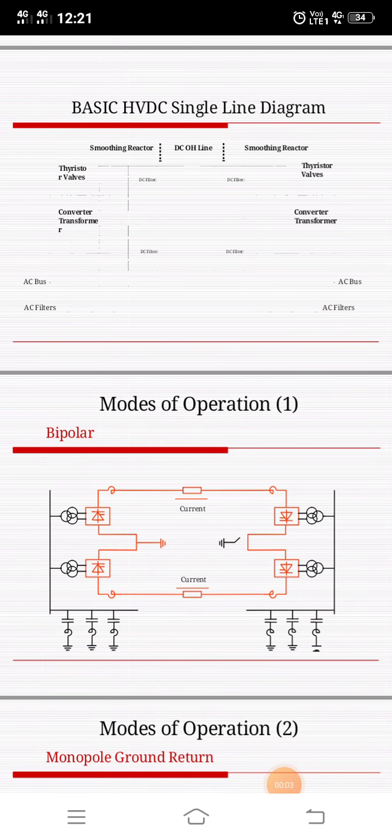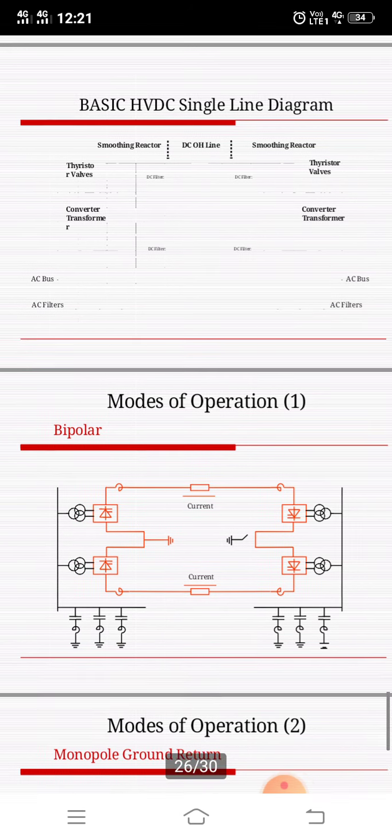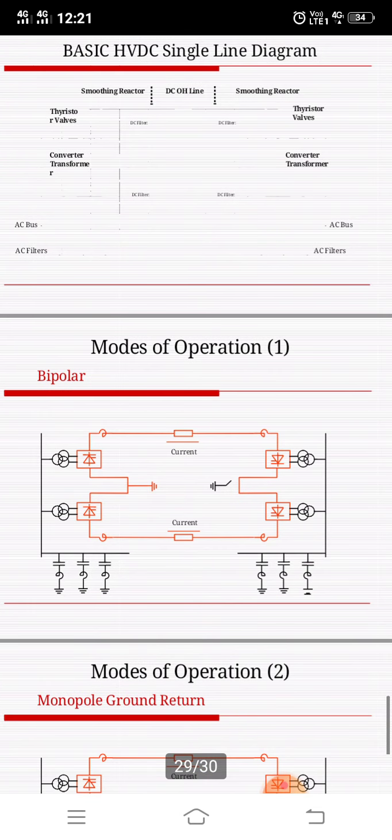Okay, let's go with the bipolar long distance transmission line. This circuit diagram represents the bipolar long distance transmission line. A bipole is a combination of two poles in such a way that a common low voltage return path, if available, will only carry a small unbalanced current during normal operation.